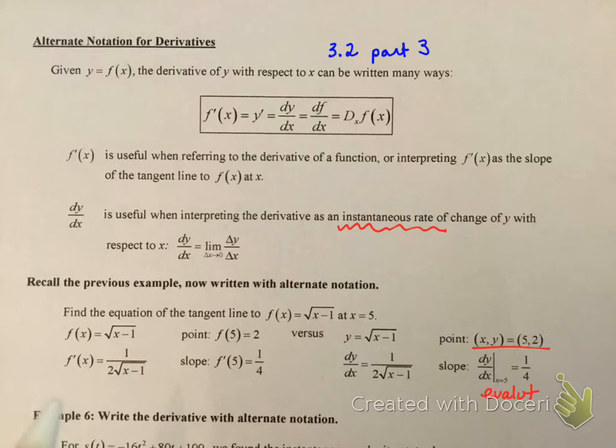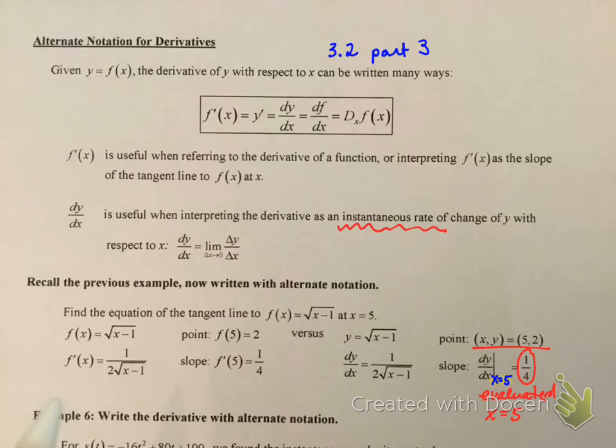So evaluated, and I spelled that all kinds of wrong, but this derivative is evaluated when x equals 5. So if you plug that in the slope formula, you're going to get the result of 1/4. So notice how we have this little subscript that says x equals 5. That's telling you what to plug in. You will see this notation again.